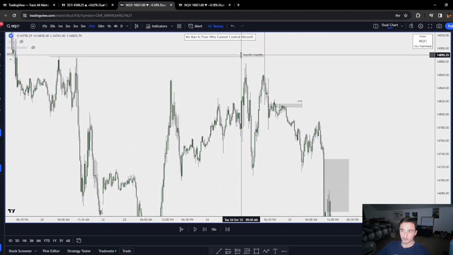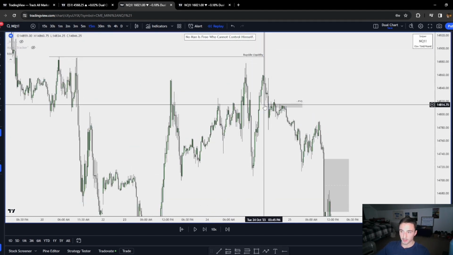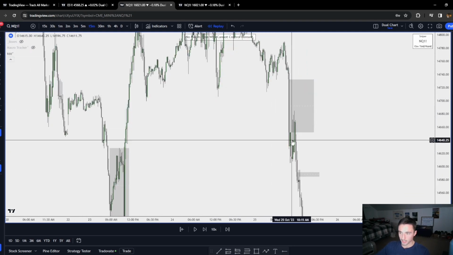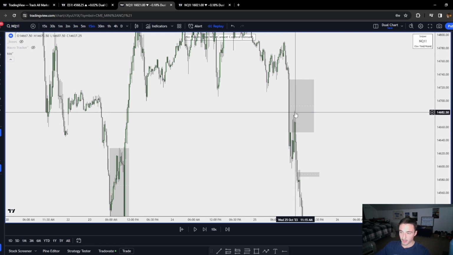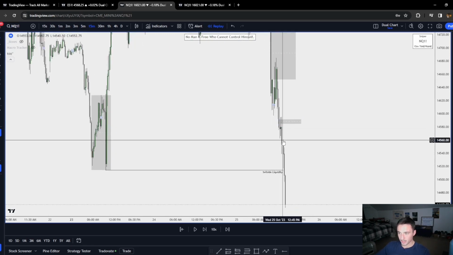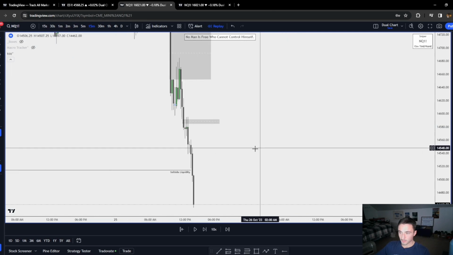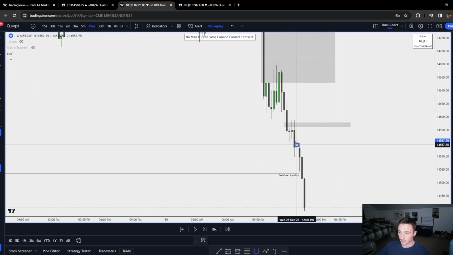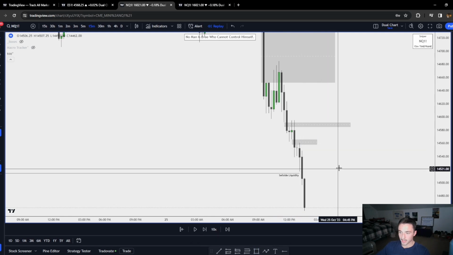So right here at the 4-hour PD array, displacement beneath a low, 2022 model, displacement lower, New York opens, displacement lower, distribution phase one, displacement, distribution phase two, and even it gives you a third entry before taking out that sell side liquidity right here.